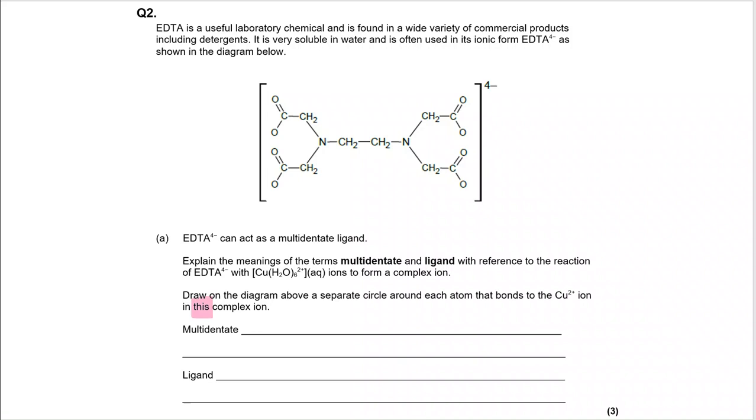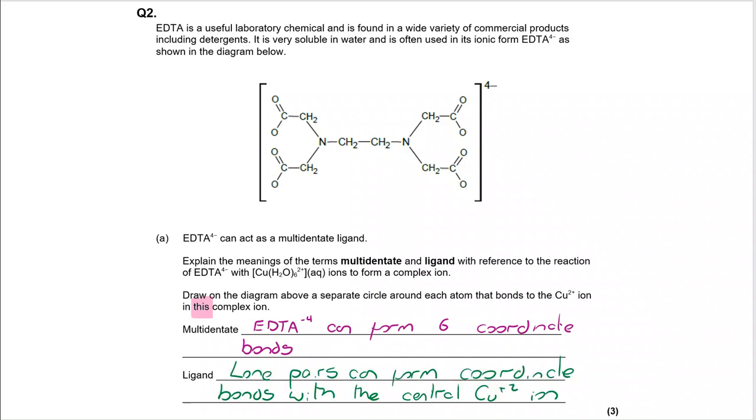So multidentate: the EDTA can form 6 coordinate bonds. You could have got the mark for saying many coordinate bonds, but you had to specify it was EDTA that does that. And we're going to see why it can form multiple at the final part of this section of the question. What do we mean by a ligand? Well, again, we know what ligands are generally, hopefully, but it has to be relative to this question. The lone pairs on EDTA 4- can form coordinate bonds with the central copper-2 ion. If you look, you can see that we're dealing with a copper complex based on the information provided in the question.